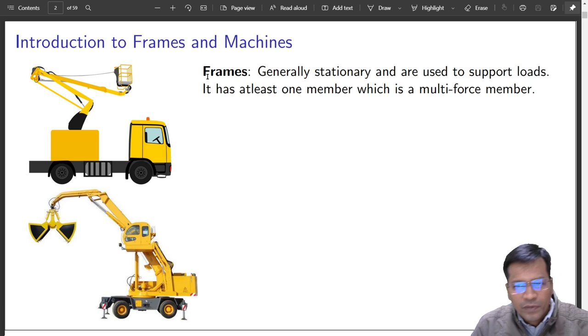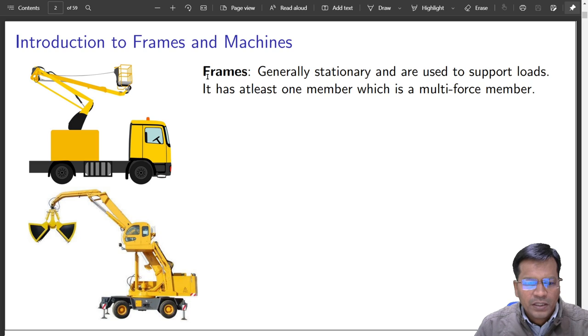So far, even what you have studied is trusses. Trusses also used to support load, but in this case, there is a bit of difference: at least one of the members should be a multi-force member. Multi-force member here I mean is more than two forces.